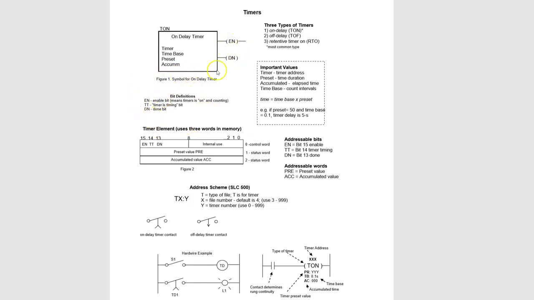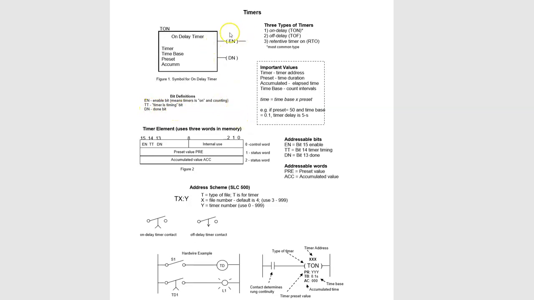So EN, DN, you have the enable, the done, and the TT. You can reference that. It's actually a bit that lives in the data table, so you don't have a physical output like you do here. If you want to use a TT, that stands for timer timing bit.